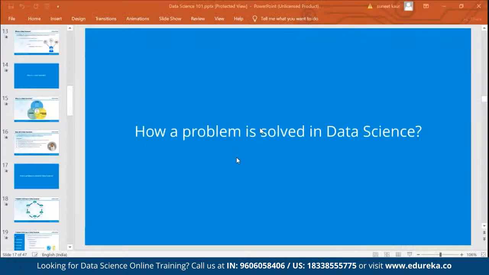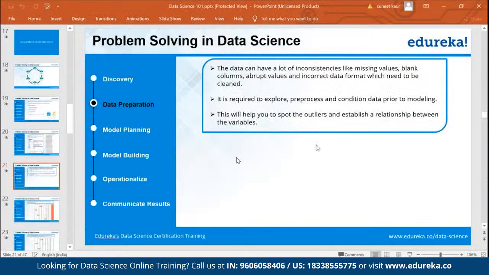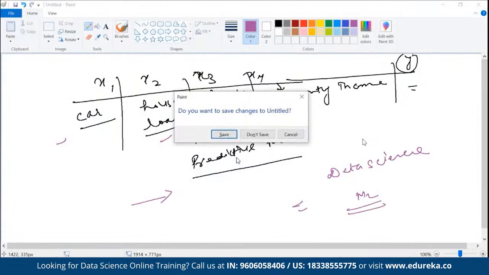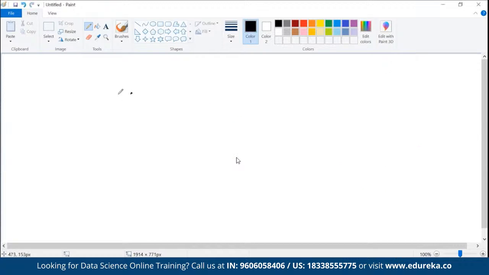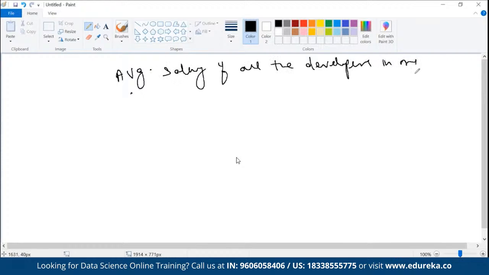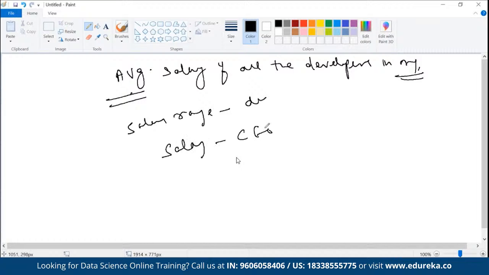So now this is one case, outliers. What it says is that in the data preparation, you will get rid of the outliers as well. So now let's say that someone is asking you to find the average salary of all the developers in the organization. Okay, so this is the task. What you have been given are the salaries of all the developers, plus you do have the salary of the CEO as well. So tell me, do you think that for calculating the average salary of all the developers, we should be considering the salary of the CEO as well?